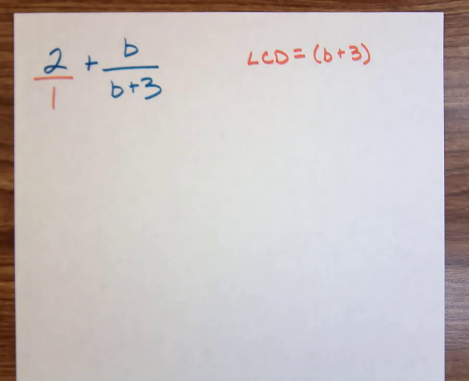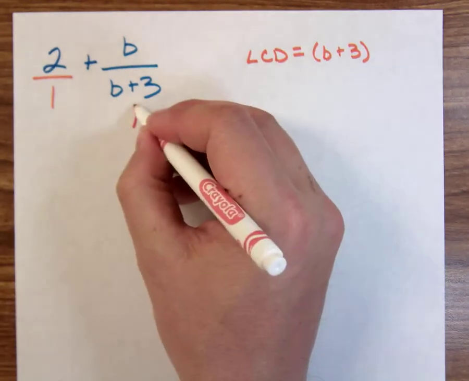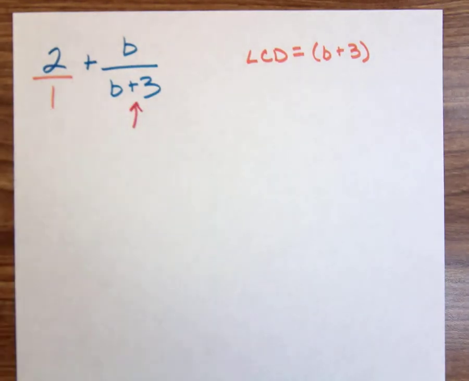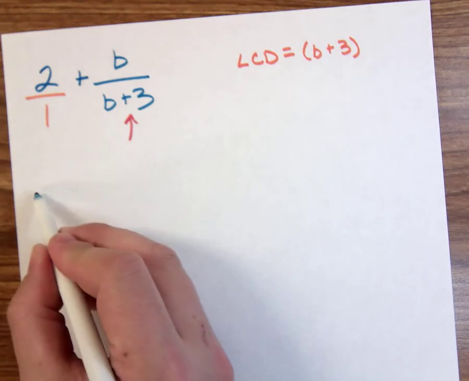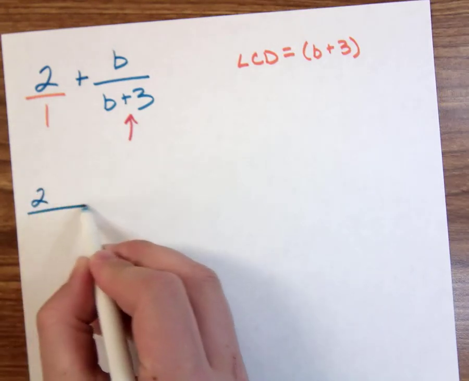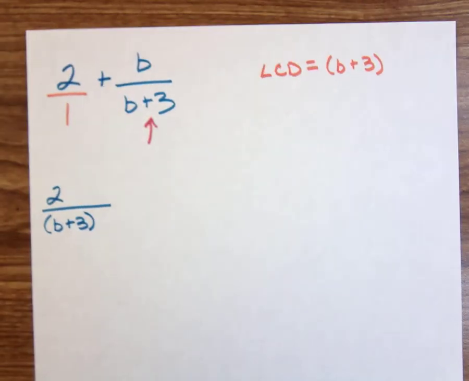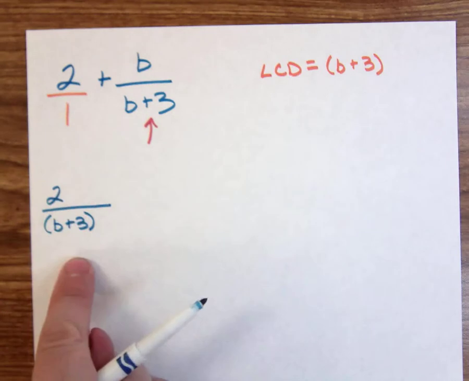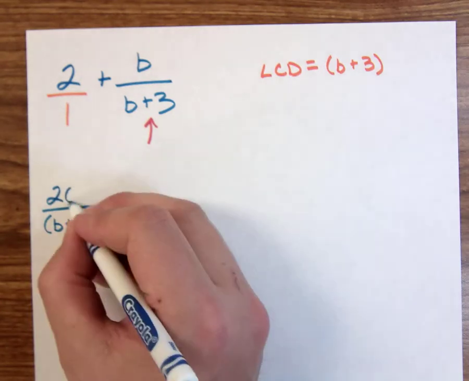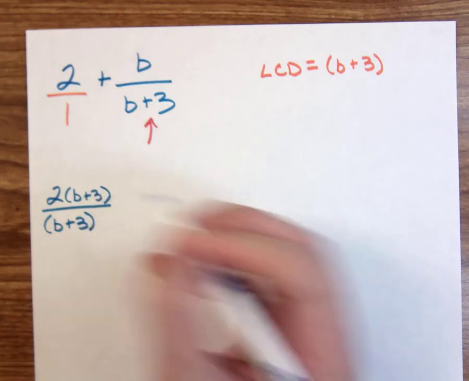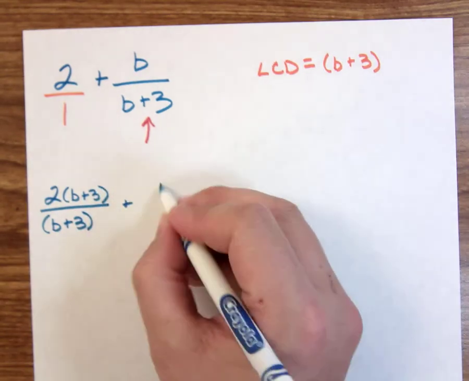So I got to change both of these fractions so that they have a denominator of b plus 3. Good news, this one's done. This one is not, but it's really easy. You said, can't I just stick a b plus 3 on the bottom? And the answer is, yep. I multiplied the bottom by b plus 3. 1 multiplied by b plus 3 is b plus 3. But if I multiply the bottom, I have to also multiply the top by b plus 3. And then this one was already good to go.